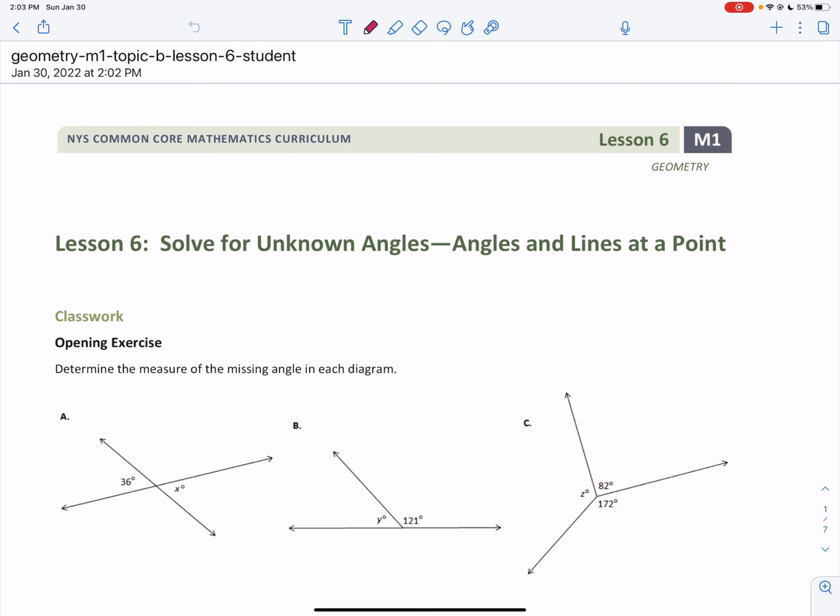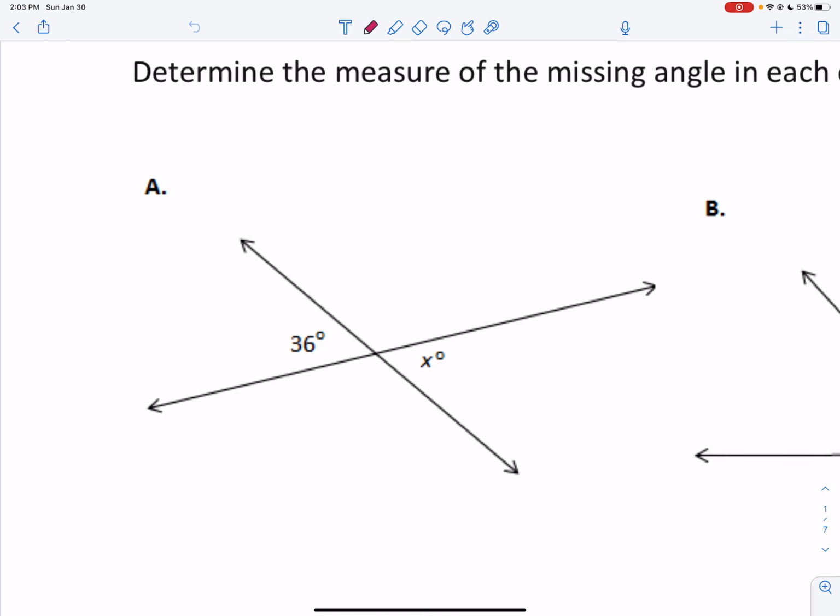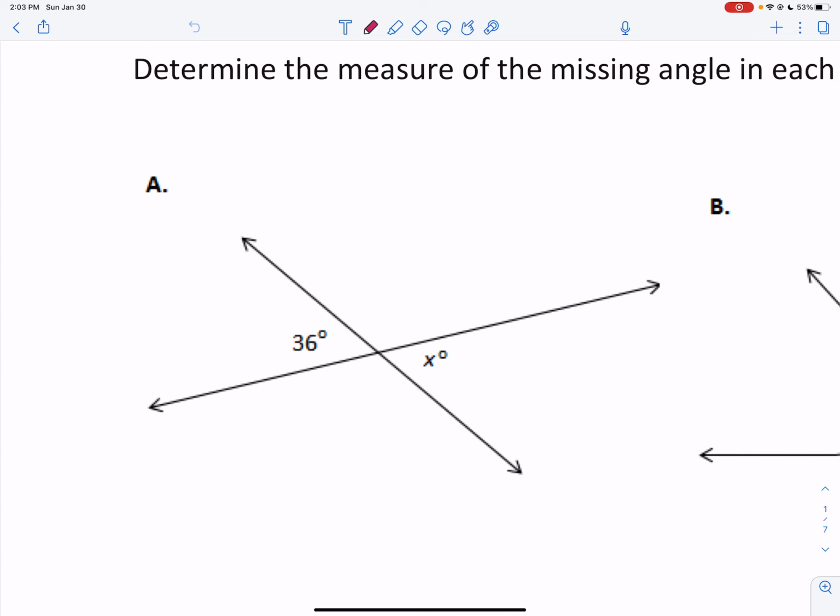So let's look at a few of these. So we've got these, and it's like, what facts about angles did you use? So first, we need to look at them and go through it. Some things you might not remember, or you might have been distracted in class, and this is the purpose of this. Vertical angles. So let me point something out. Let me color code these things.